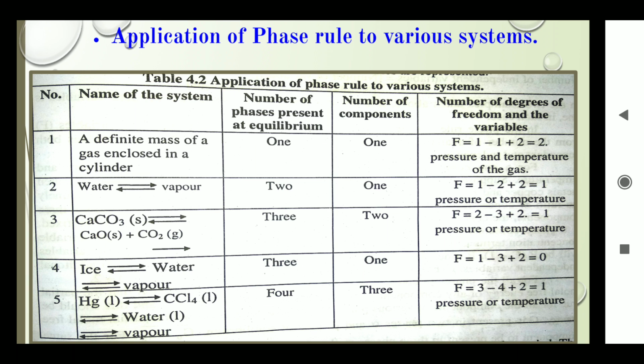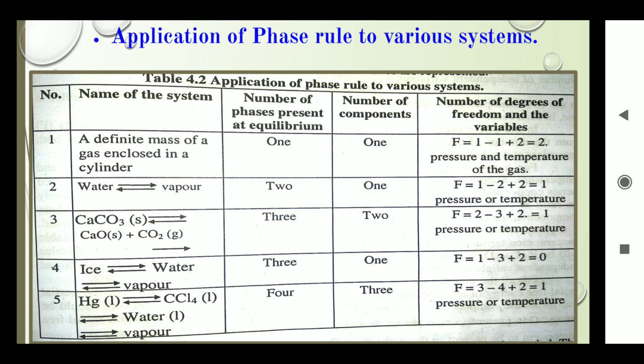Last, example number 5. Hg in liquid condition is in equilibrium with CCl4, which is again in liquid condition, which is in equilibrium with water, liquid, which is again in equilibrium with vapor. So how many phases are there? 4 phases. And how many components are there? Only 3 components.